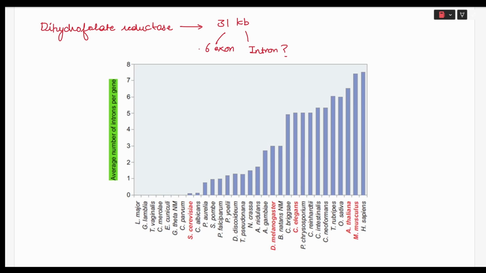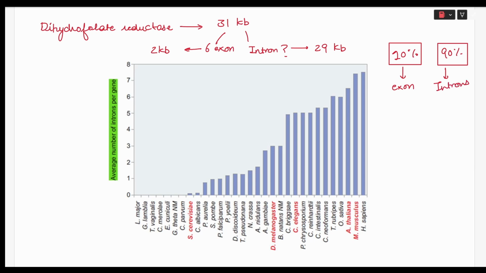Now, the 6 exons in total constitute about 2 kb, right? 2 kilo base pair, basically meaning 2000 base pairs, and the remaining, which is around 29 kb or 29,000 base pairs, they are introns. So from here, you can get an idea, right? I'm going to give you a rough number. For example, the exons take around 10% of a gene. So 10% of the gene is taken up by the exons. The remaining 90% of the gene is taken up by the introns, right? And their number we have already discussed.